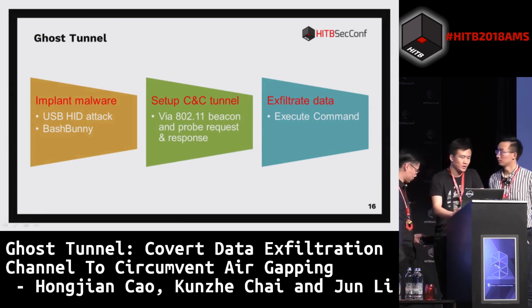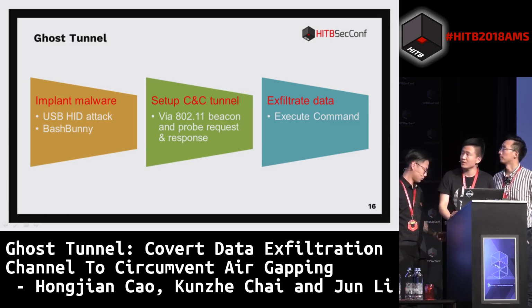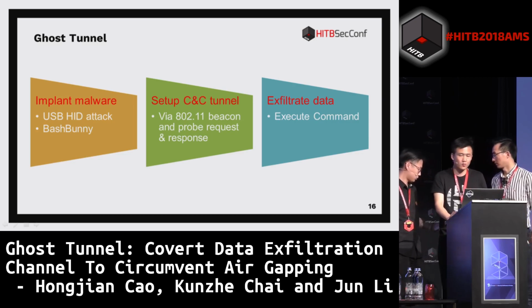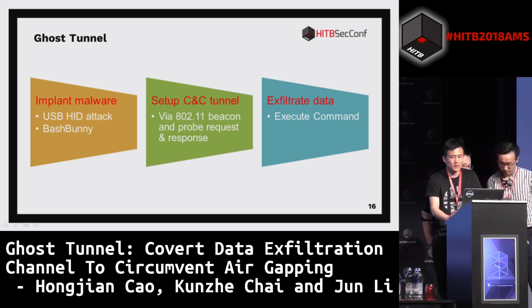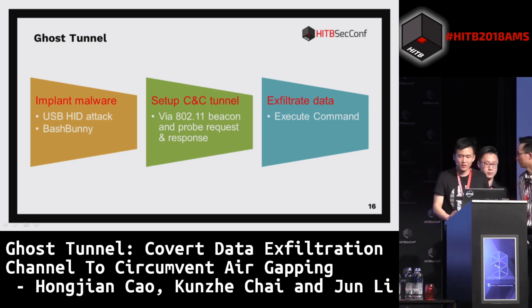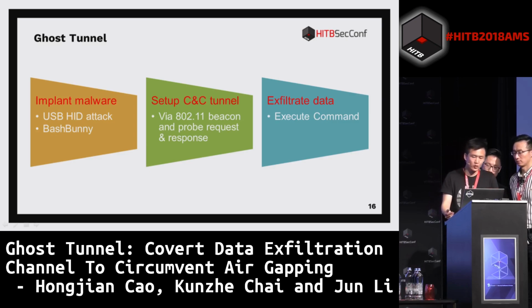Ghost Tunnel can use a USB HID attack to release payloads into the target system, like a Windows laptop. Then the payload uses the built-in wireless network card of the target device to establish a C&C channel with another computer controlled by an attacker. Ghost Tunnel establishes the C&C channel via a custom protocol based on 802.11 beacon, probe request, and probe response.